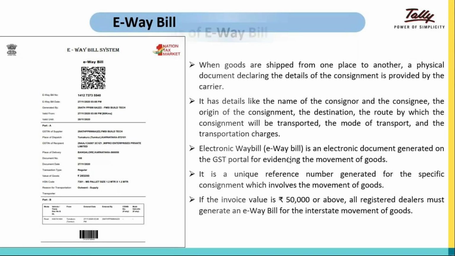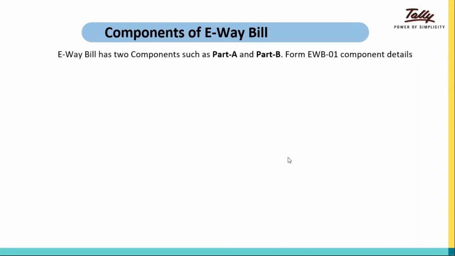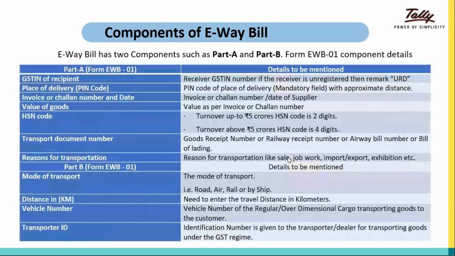So now we will move on to the next point, components of your e-way bill. What are the different things that will have to be filled in order to generate our e-way bill? So this is what we will see. E-way bill has two important components, that is part A and part B. You will have to fill in these two sections, part A and part B. Now I will explain what you will have under part A and what you will have under part B. So pay attention now.